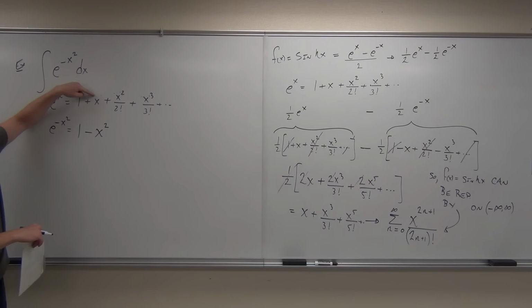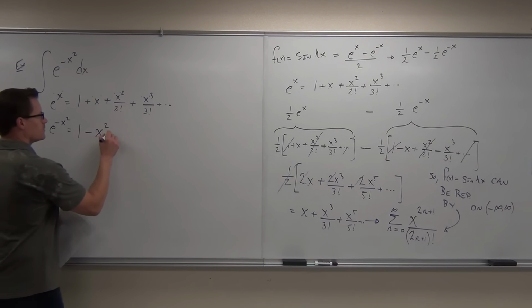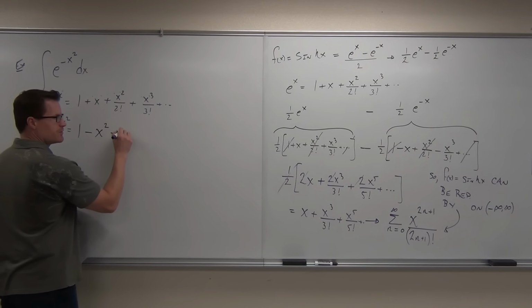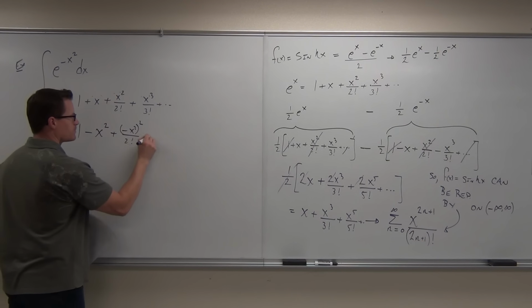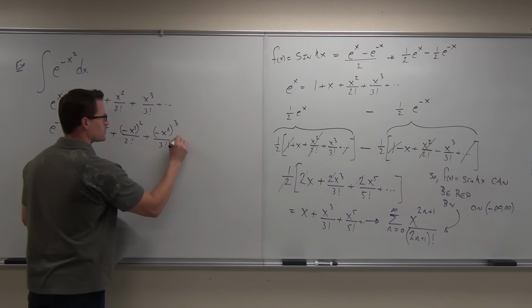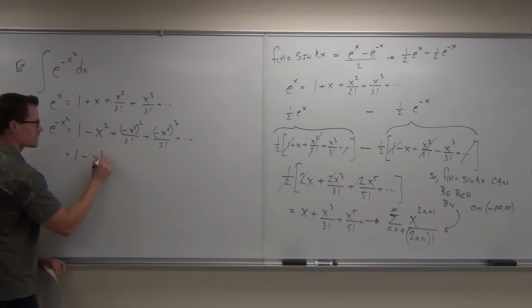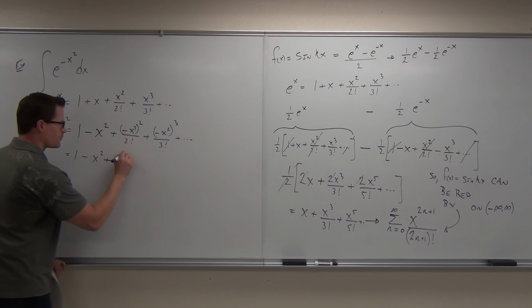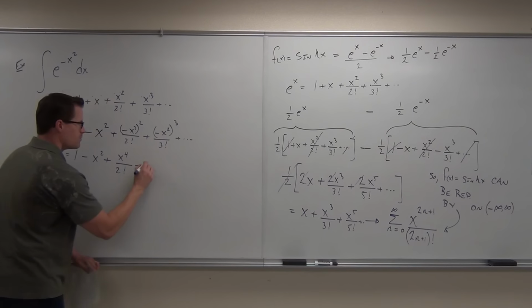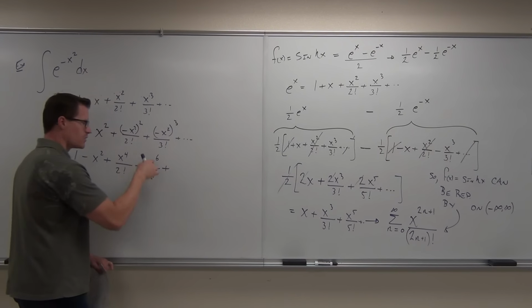Here's our x, right? Take this. That is now your x. Does that make sense to you? This is your junk. Plus we'd have negative x squared over 2 factorial plus negative x squared cubed over 3 factorial plus and so on. Well, that's 1 minus x squared plus x to the 4th over 2 factorial minus x to the 6th over 3 factorial plus what would the next one be?